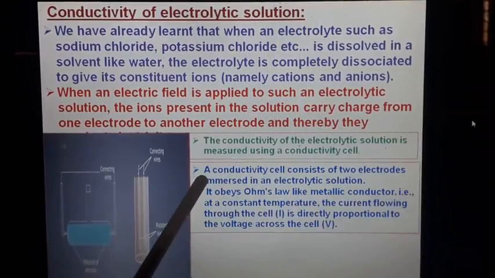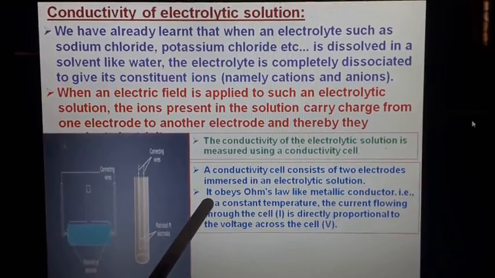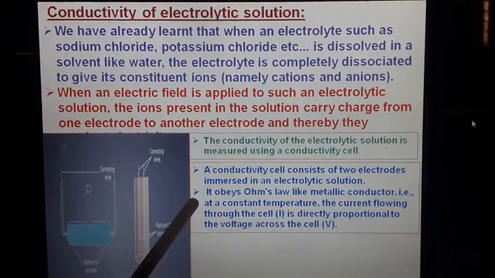The conductivity cell consists of two electrodes, one positive and one negative, immersed in electrolytic solution. Without the electrolyte, current cannot pass from one electrode to another electrode. So, electrolytic solution is very, very important. It obeys Ohm's law, like a metallic conductor at a constant temperature. This is the condition: at constant temperature, the current flowing through the cell is directly proportional to the voltage across the cell.